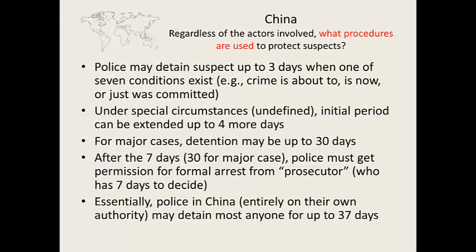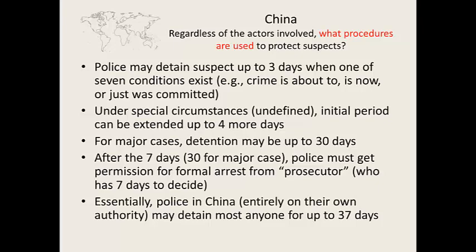Just as a couple of examples, if the police believe that a crime is about to be committed, is now being committed, or was just committed, those are some of the conditions. And under those situations, the police can detain the suspect for up to 3 days. Under special circumstances, which in the law are rather undefined, the initial period could be extended up to 4 more days. Then for major cases, it could be up to 30 days. After 7 days, or if it's a major case, after 30 days, the police must get permission for a formal arrest from the prosecutor, and that prosecutor has another 7 days to decide.